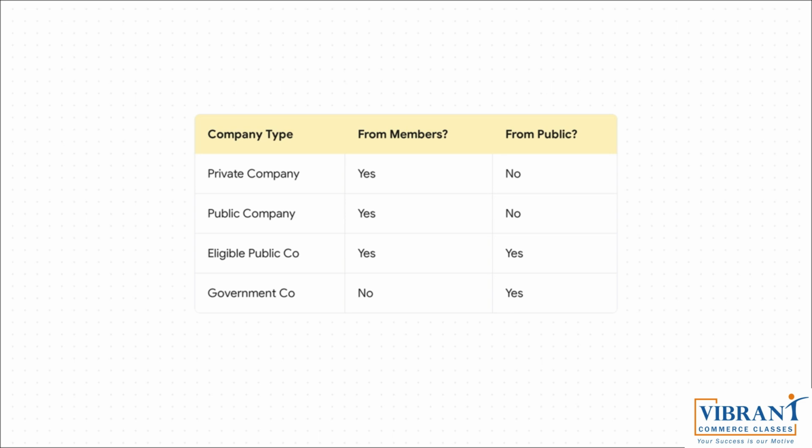Your average private company and your standard public company, they can only take deposits from their own members, kind of like borrowing from family. But an eligible public company, that's the special one. They get the green light to accept money from the general public. And then you have government companies, which are the opposite. They can only take from the public. Knowing these little differences is perfect for scoring on those short answer questions.